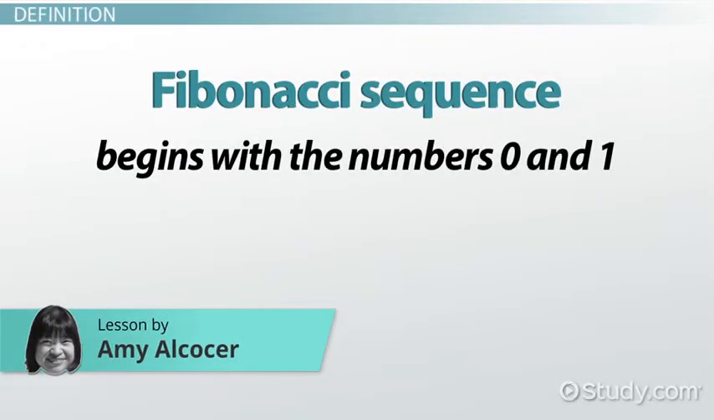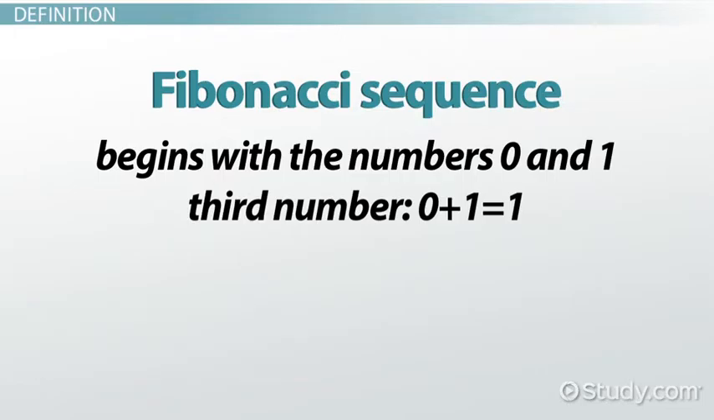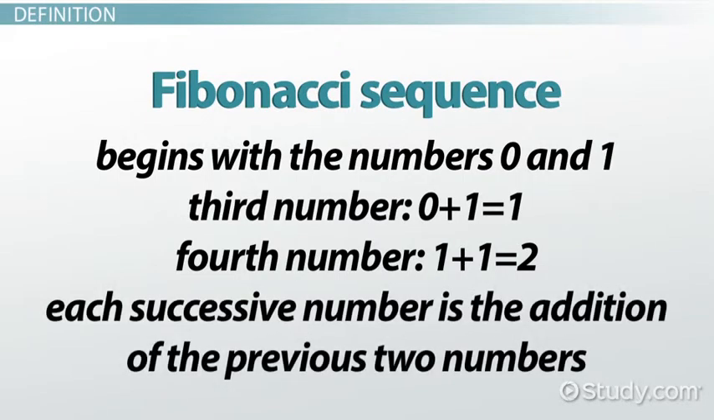The Fibonacci sequence begins with the numbers 0 and 1. The third number in the sequence is the first two numbers added together. 0 plus 1 equals 1. The fourth number in the sequence is the second and third numbers added together. 1 plus 1 equals 2. Each successive number is the addition of the previous two numbers in the sequence.